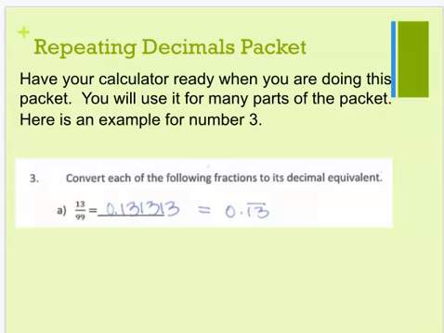When you get to number 3, it asks you to convert the following fractions to its decimal equivalent. And again, you're going to use your calculator and write it appropriately like you see here. So 13/99 is 0, a decimal point, and 131313 repeating. Notice when I show the repeat end, which is the 13, I only show 1 copy of it with a line over it.